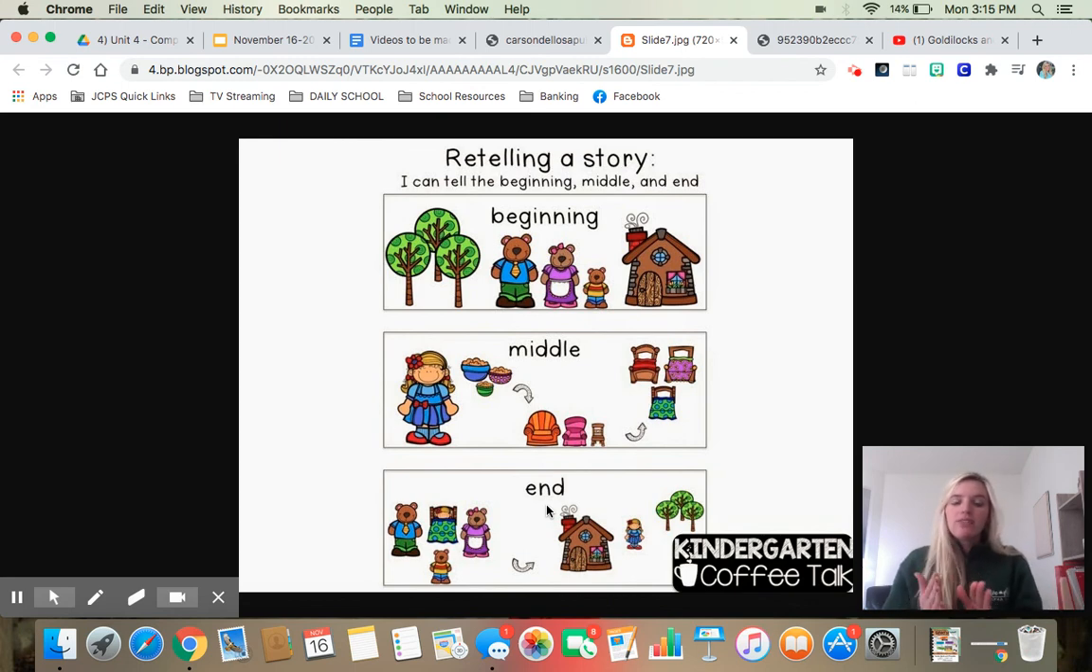These are a little bit of hints about Goldilocks and the Three Bears. We can see what happened at the beginning of Goldilocks and the Three Bears, in the middle, and the end. But I'm not going to tell you because later I want you to tell me.